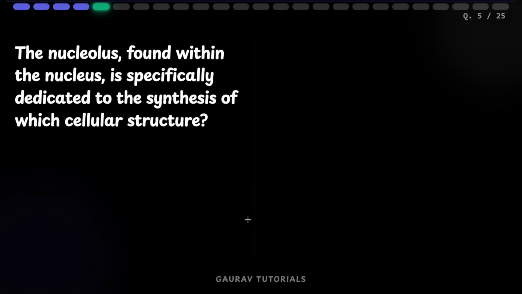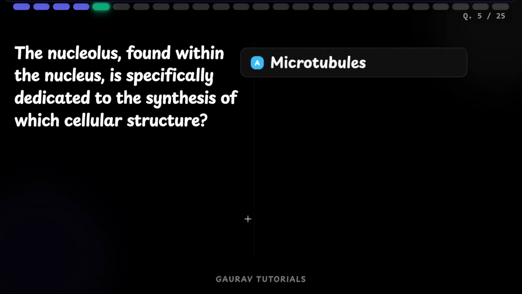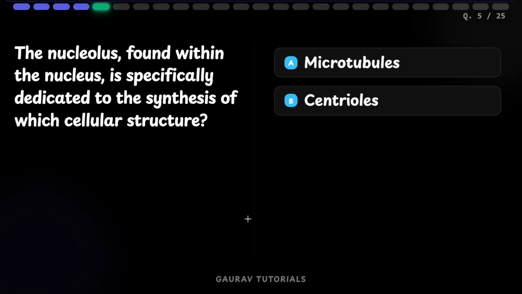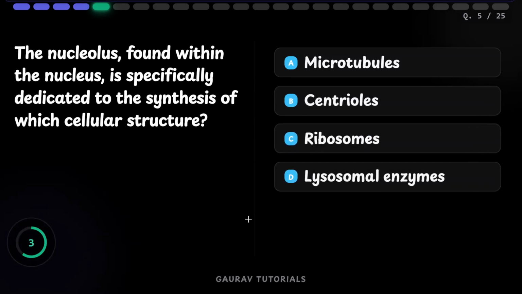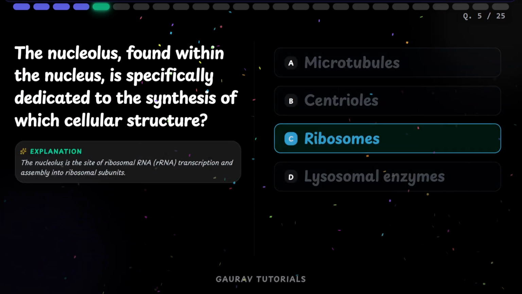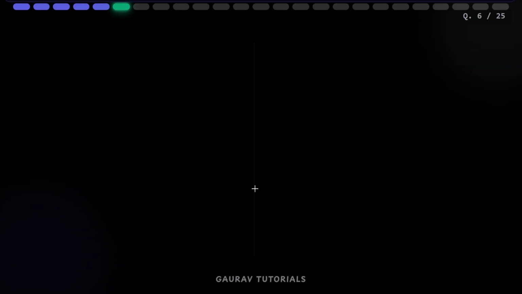Question number 5. The nucleolus found within the nucleus is specifically dedicated to the synthesis of which cellular structure? The options are A. Microtubule, B. Centrioles, C. Ribosomes, and D. Lysosomal enzymes. The correct answer is C. Ribosome. Let's go to question number 6.